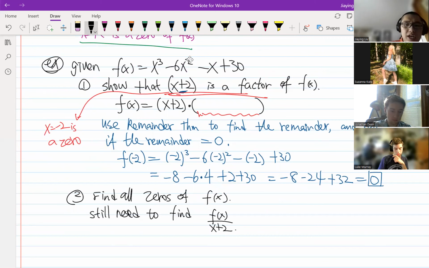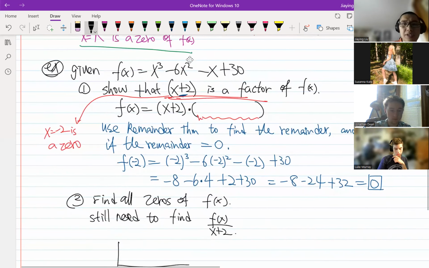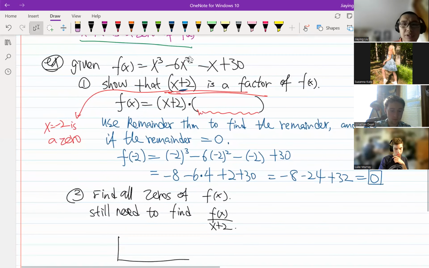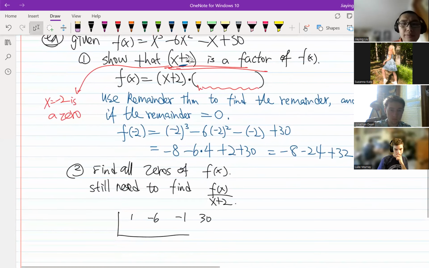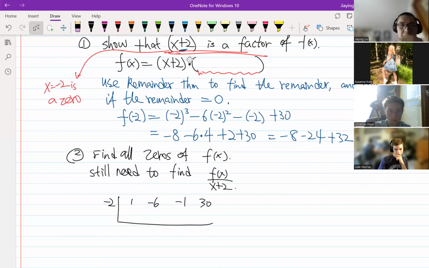So the function I have is x cubed minus 6x squared minus x plus 30. So that's a 1, -6, -1, 30. And we're going to divide by x plus 2, so I'm going to put -2 here. If you remember, the process is that we're going to bring down the first number, 1. And then I'm going to take -2 times the 1 and put it into the next column. So that's -2 times 1, that's -2.